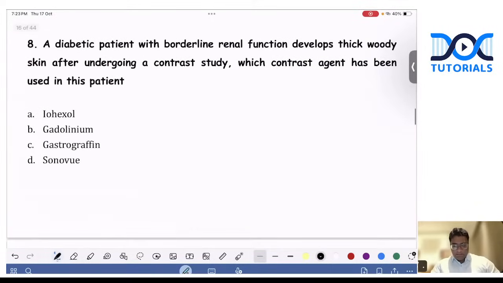Next, coming to the eighth question. A diabetic patient with borderline renal function develops thick woody skin after undergoing a contrast study. Which contrast agent has been used in this patient? This you should answer. Very good, Anuj. Next, can you tell me what is this question? A diabetic patient with borderline renal function develops thick woody skin after undergoing a contrast study. Which contrast agent has been used in this patient?